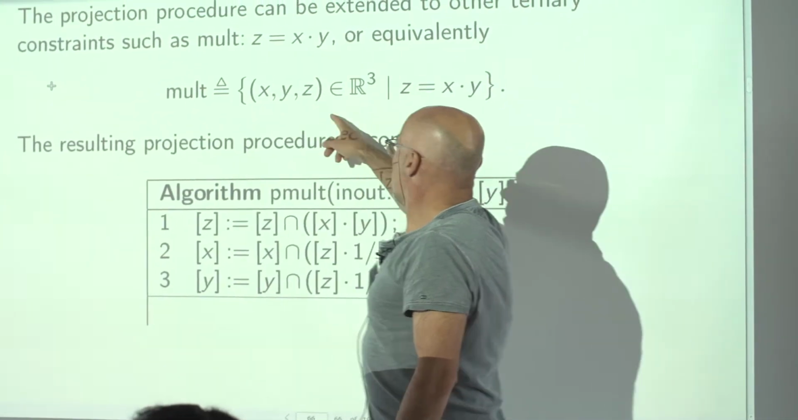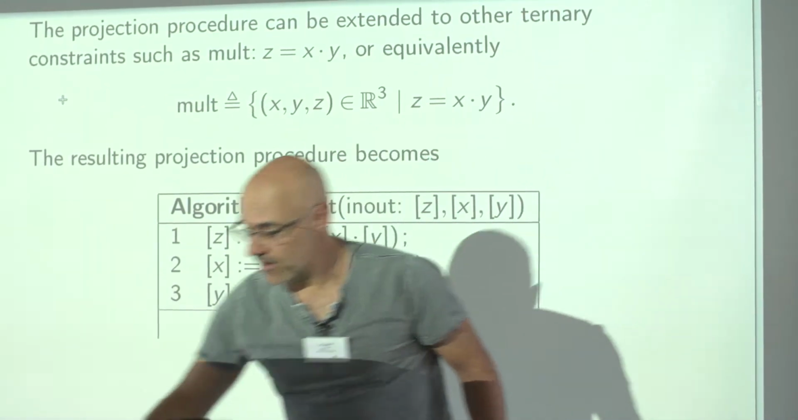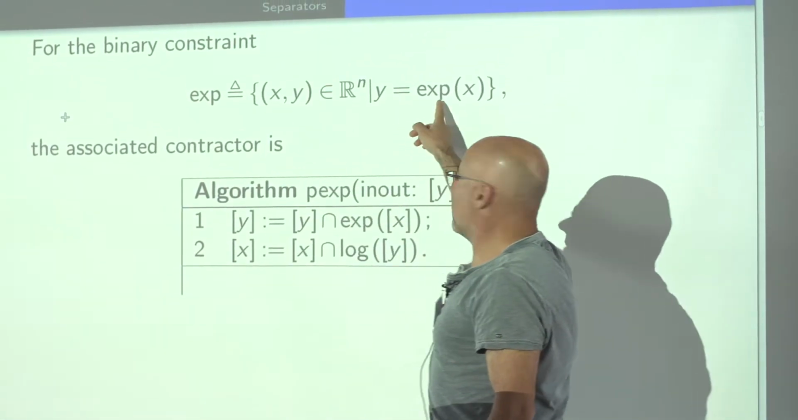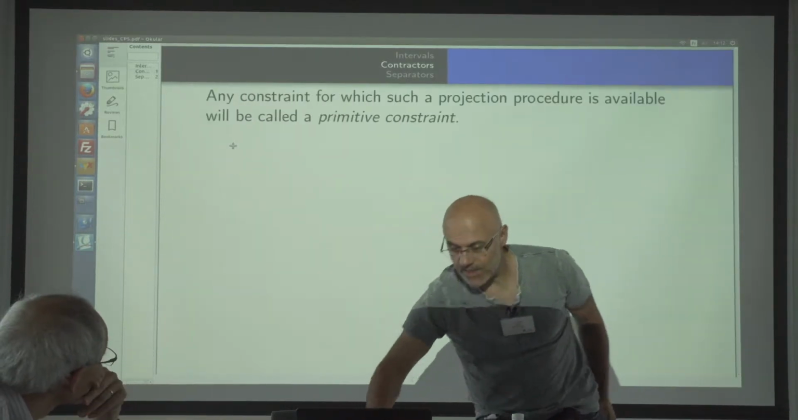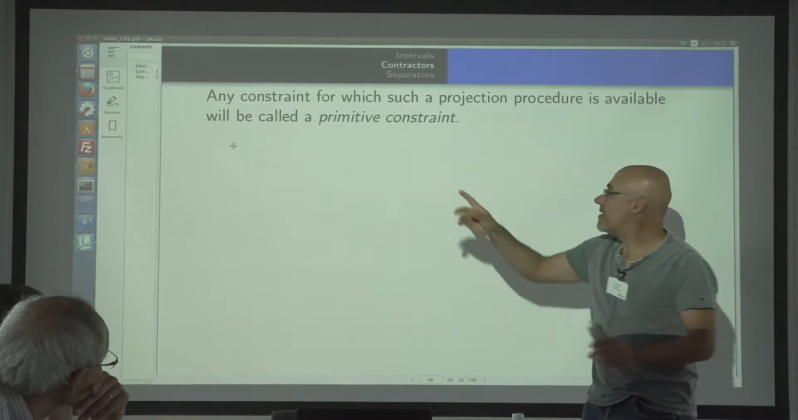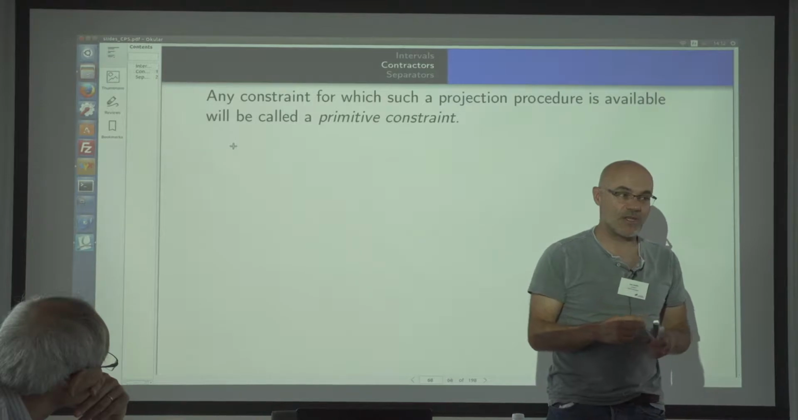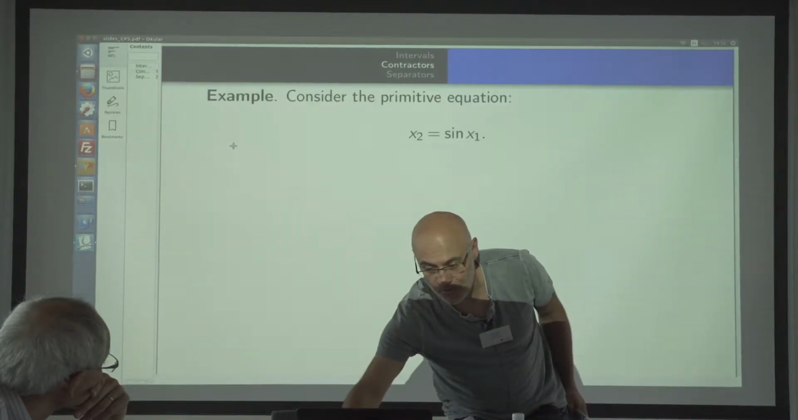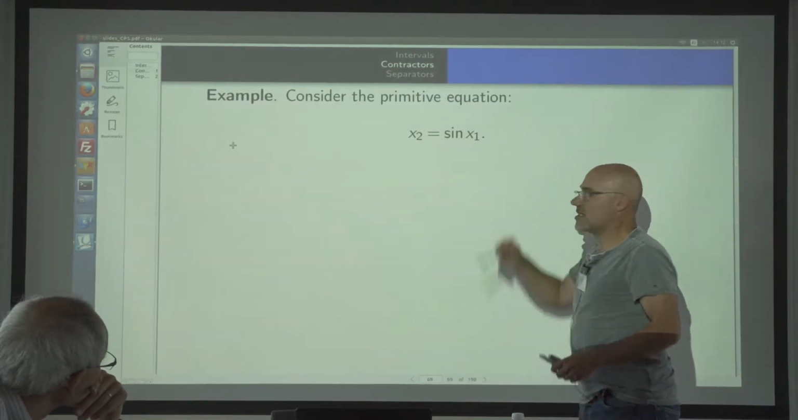You can do the same with other constraints, such as the multiplication, exponential, sine, and so on. So we build an elementary contractor for all constraints that cannot be decomposed. I will explain later what cannot be decomposed. It is what is called a primitive constraint. So a primitive constraint is as this one.